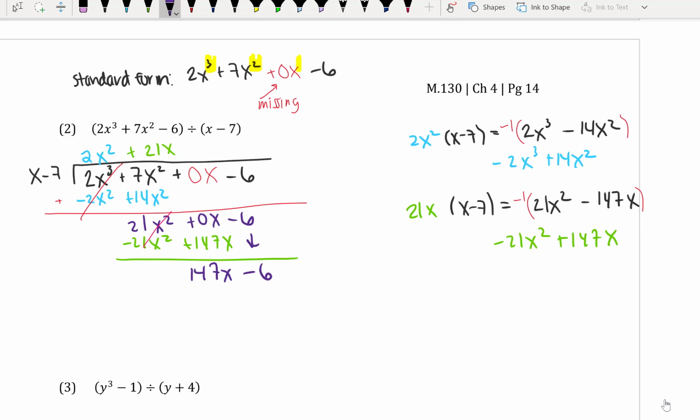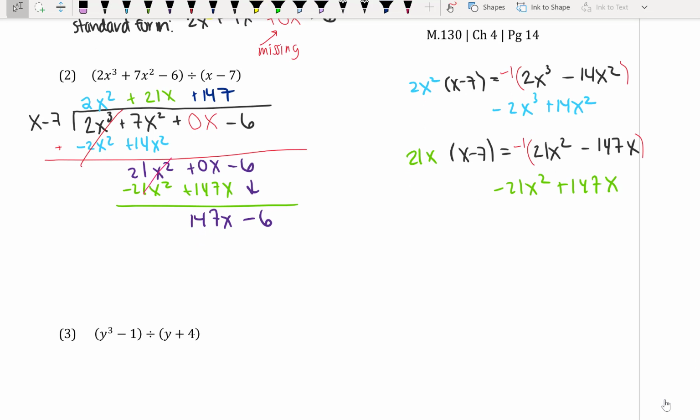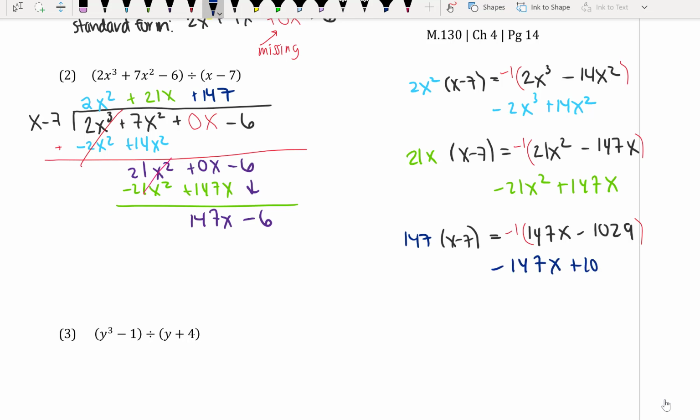So for my next thing, I am going to do my division again. So I need to multiply x by a positive 147 to get to a 147x. So 147 times my x minus my 7 will give me 147x, and 147 times my 7 gives me a negative 1029. So if I were to multiply that by a negative 1, I get a negative 147x plus 1029.